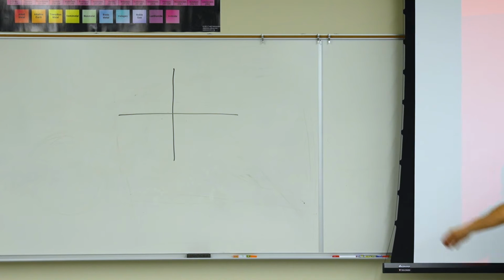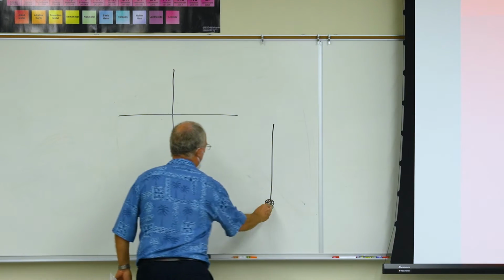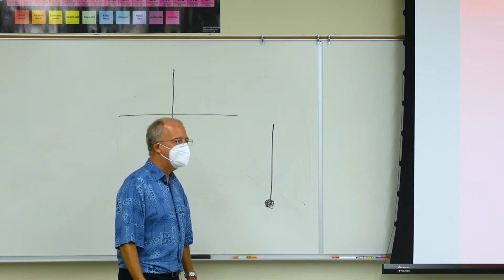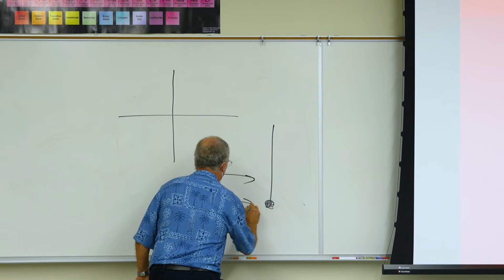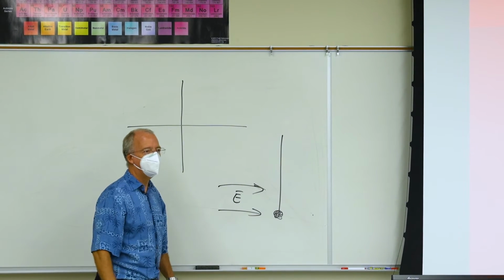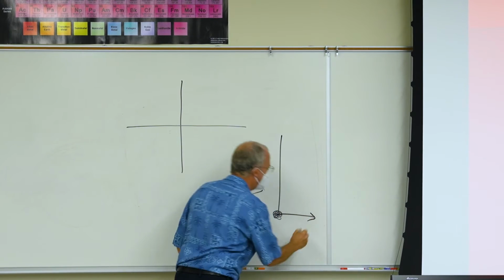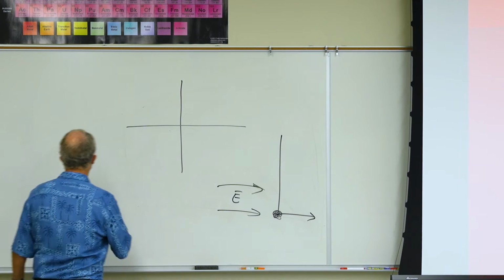Yeah. Let's forget about the E field. If there were no E field, what would it do? Nothing. So it would be like this. Right? Okay. Now let's apply an E field. There's an E field in this direction. And what happens to this thing? It moves. Agree? Yeah.